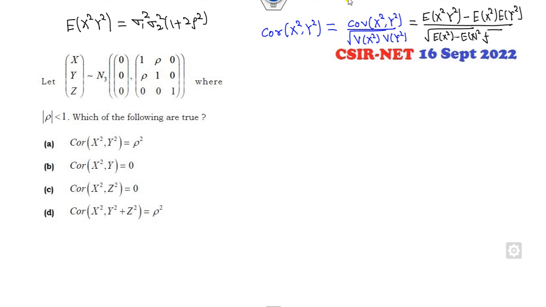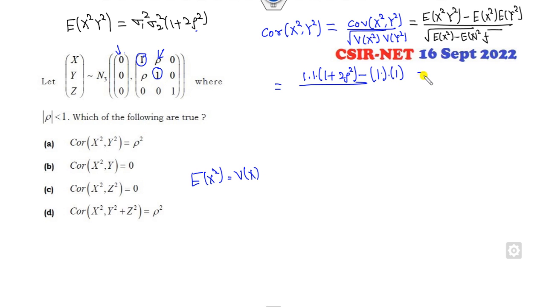Similarly for the other case. Now, if I look at this, sigma 1 1, sigma 2 1, that is 1 into 1, 1 plus 2 rho square, where rho is the covariance between x and y. Minus E of x square. The mean is 0, so E of x square is the variance of x, which is 1 into 1. So the numerator part will be 1 plus 2 times rho square, divided by the variance of x square.